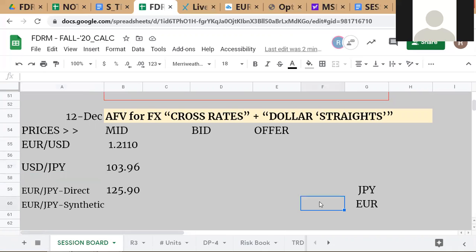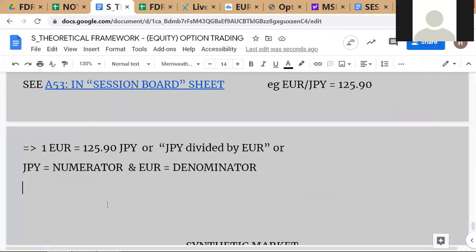Now when I'm talking about this, now we are using this as a division sign. Okay, so now when I start saying this means that because euro is the base currency, euro yen 125.90 means that 1 euro is equal to 125.90 yen. That means that mathematically I can write this as JPY in the numerator and euro in the denominator. That equals 125.90. Okay, that if I do this, that leads to 125.90. Therefore, now our question is synthetic euro yen. Okay.